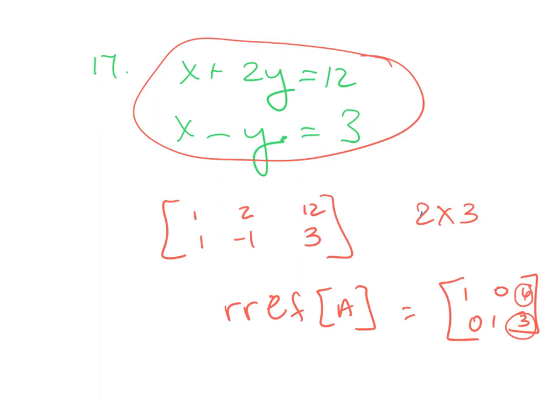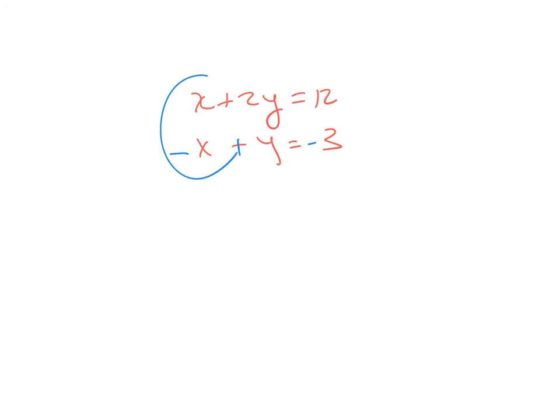The other way to do it is to just do elimination. X plus 2y equals 12. X minus y equals 3. You want to eliminate something. The easiest way to eliminate is to change the signs of this second one. And now the x's, when you add these two equations together, go away. So 2y plus 1y is 3y equals 9.